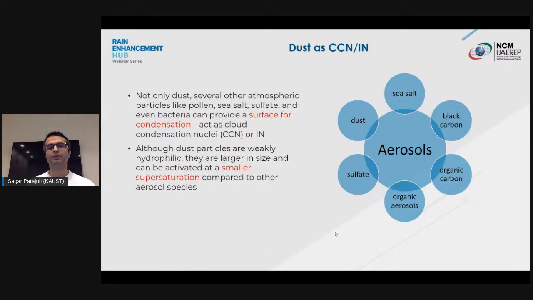Talking about cloud condensation nuclei or ice nuclei, not only dust, several other atmospheric particles like pollen, sea salt, sulfate, and even bacteria can provide a surface for condensation, thus act as cloud condensation nuclei or ice nuclei. Although dust particles are weakly hydrophilic, they are larger in size compared to other anthropogenic aerosols, and thus they can be activated at a smaller supersaturation compared to other aerosol species. So that is the positive aspect of mineral dust.